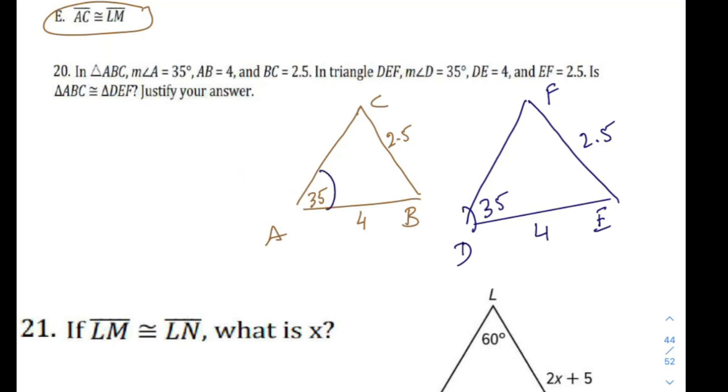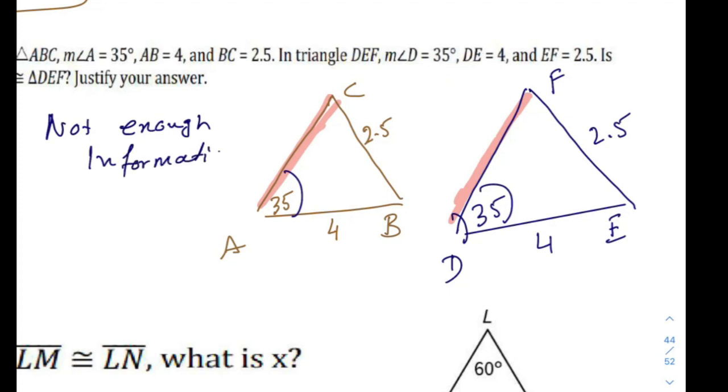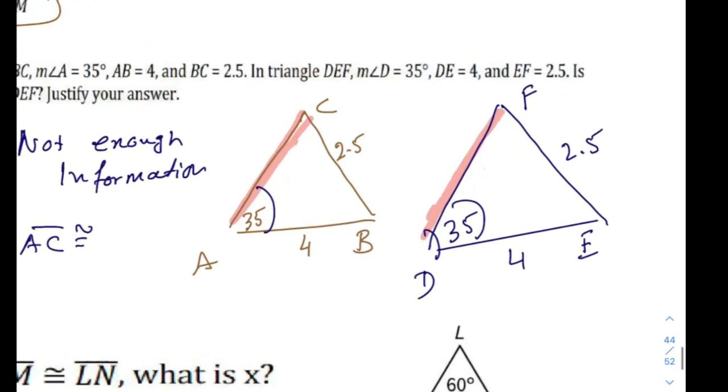As you see here, the angles are there, but the sides given are not put properly. We need to have this side. If this side was given to be congruent to that, it would be okay, because we are looking for side, angle, side. There is nothing called side, side, angle here. This is side, side, angle. So no, because the information is not enough. We need AC to be congruent to DF.